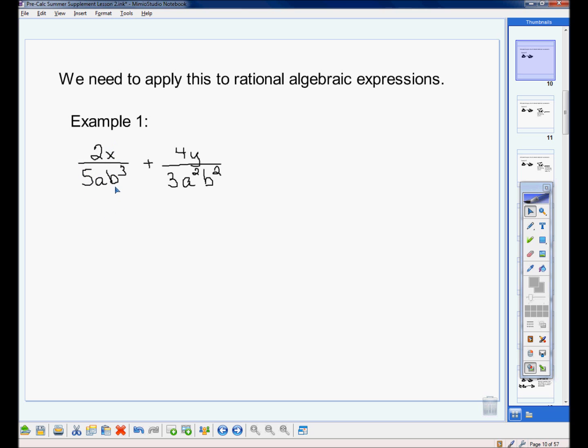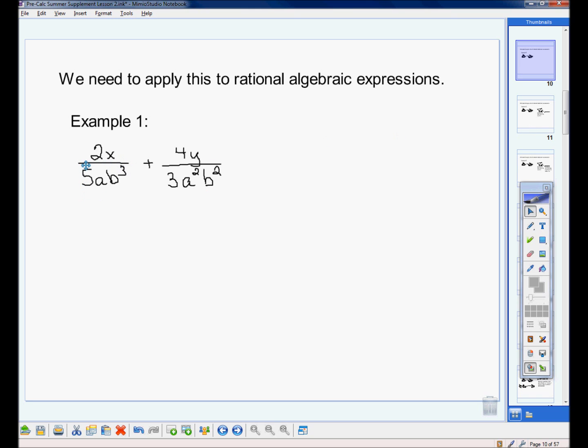2x over 5ab cubed plus 4y over 3a squared b squared. So we need to take a look at these denominators, thinking of them in terms of their factors. This denominator has factors of 5 times a times b times b times b. This one has 3 times a times b times b. So what we need to do is begin to find the least common denominator.